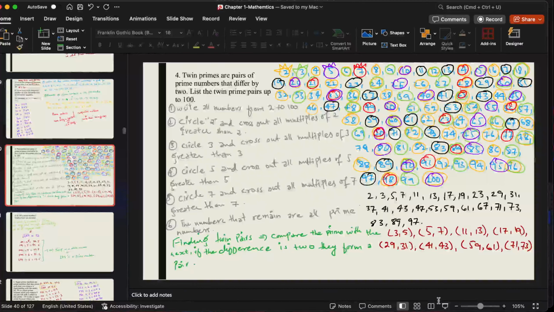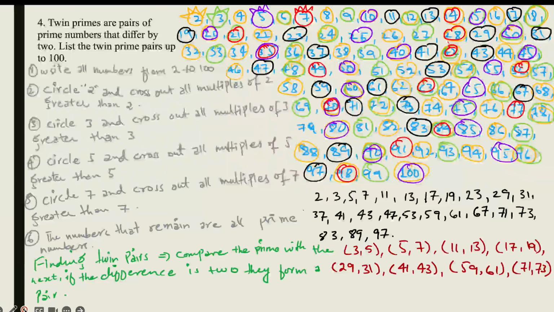The fourth question of the exercise asks about the twin primes. They're defining twin primes as pairs of prime numbers that differ by two integers. So we need to list the twin prime pairs up to 100. In order to do that, we have to write all the numbers from 2 to 100.